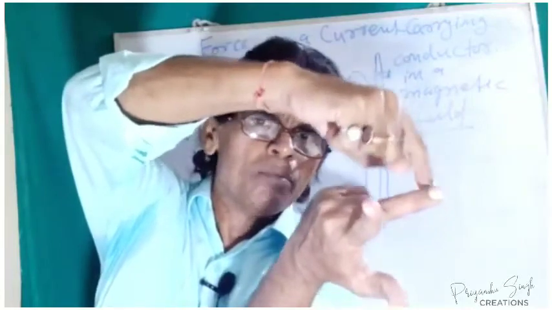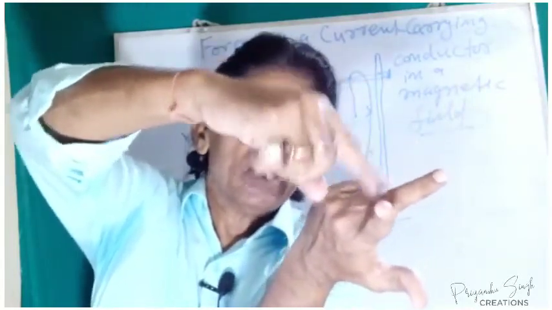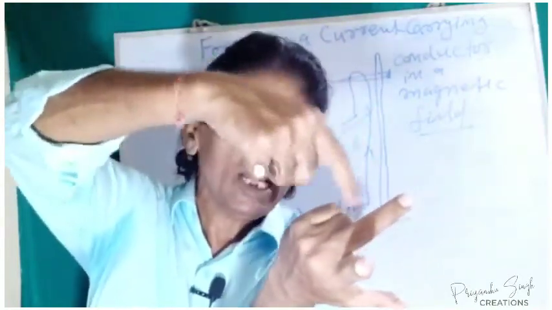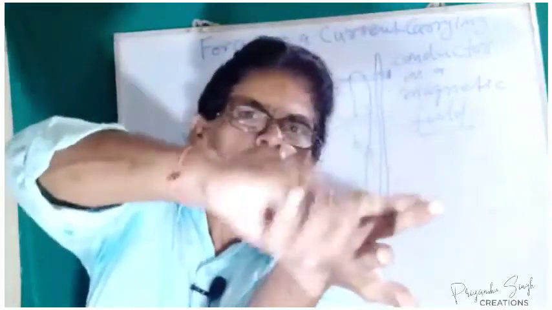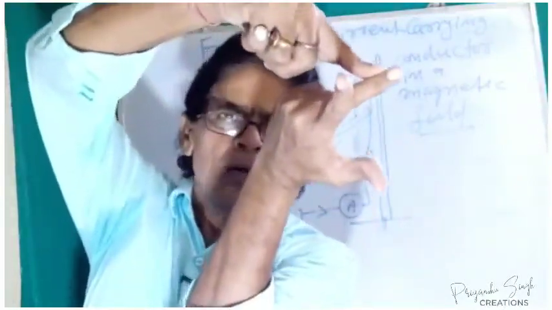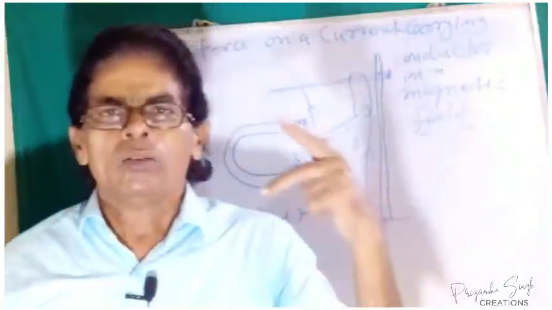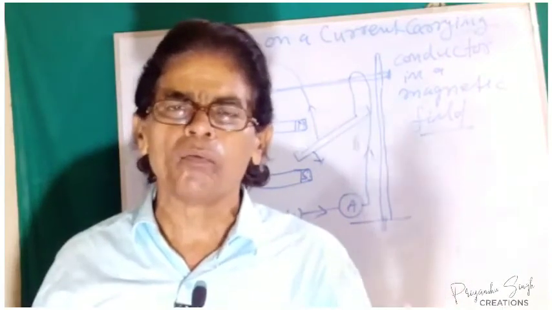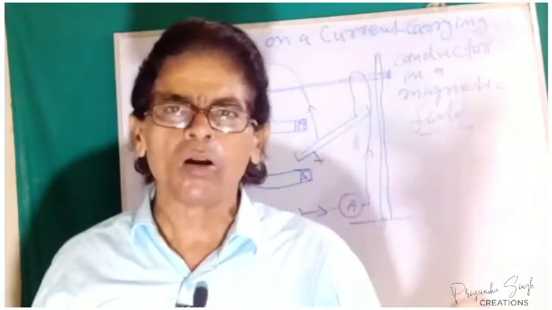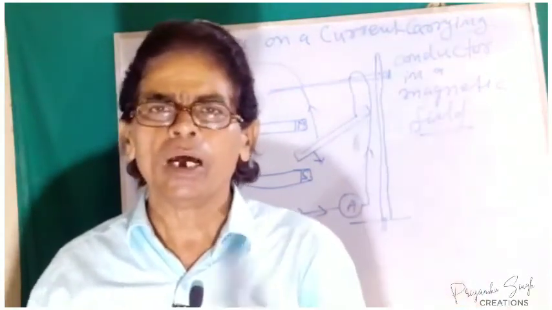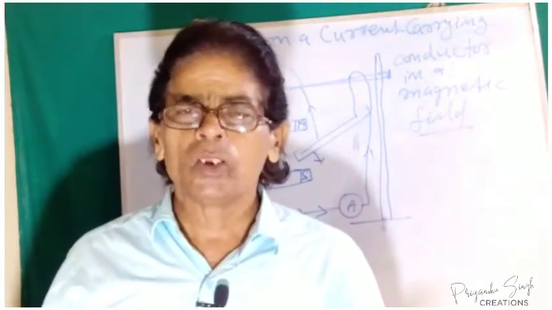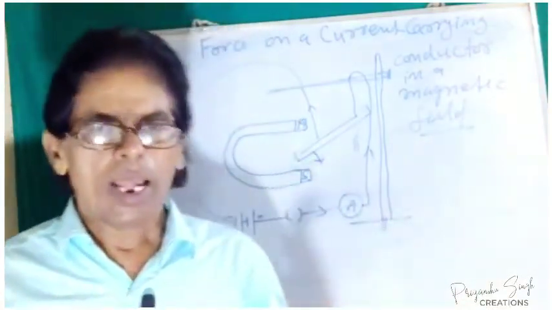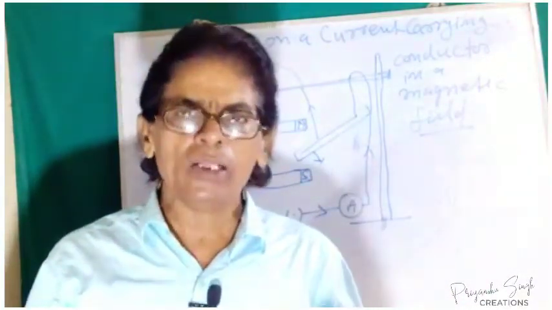So this is the aluminum rod. This is the direction of the magnetic field, that is from north to south. Then the aluminum rod will now be deflected in the downward direction. So this is how we can find out the direction of deflection of the current carrying conductor in the magnetic field. This is known as Fleming's left hand rule.